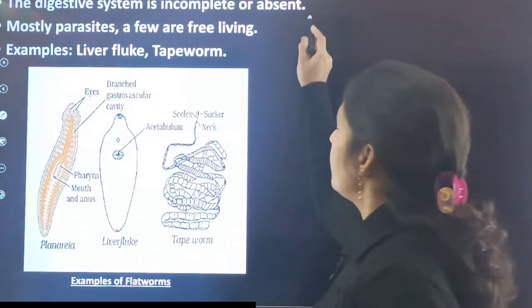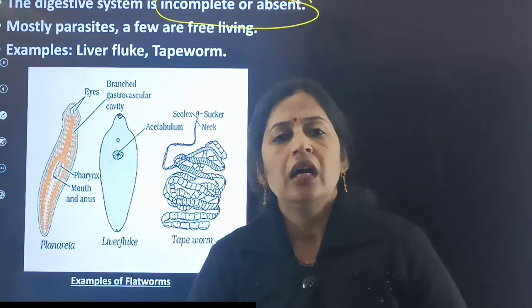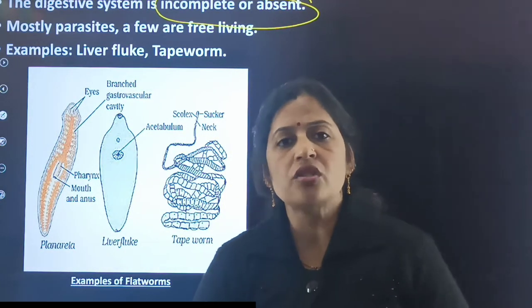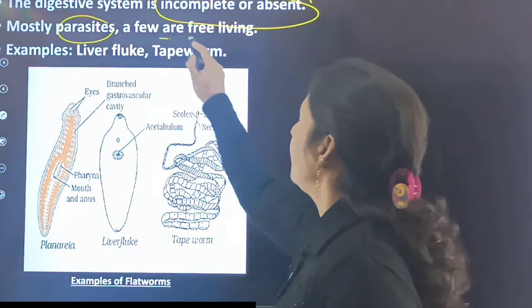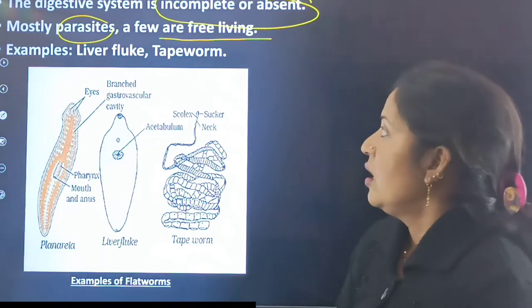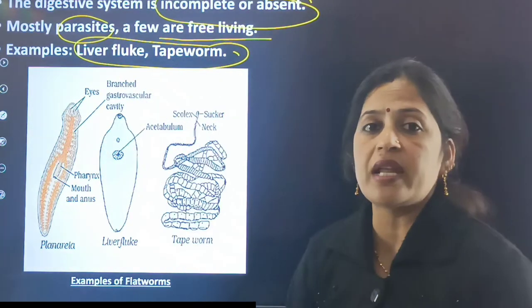The digestive system is either incomplete or totally absent. Mostly they are parasites. A few are free living. Examples of the Platyhelminthes are liver fluke as well as tapeworm.